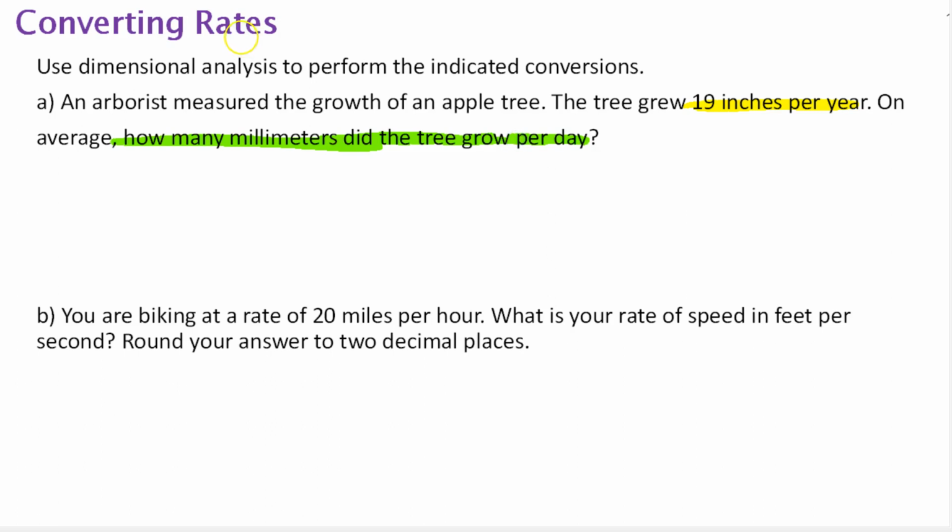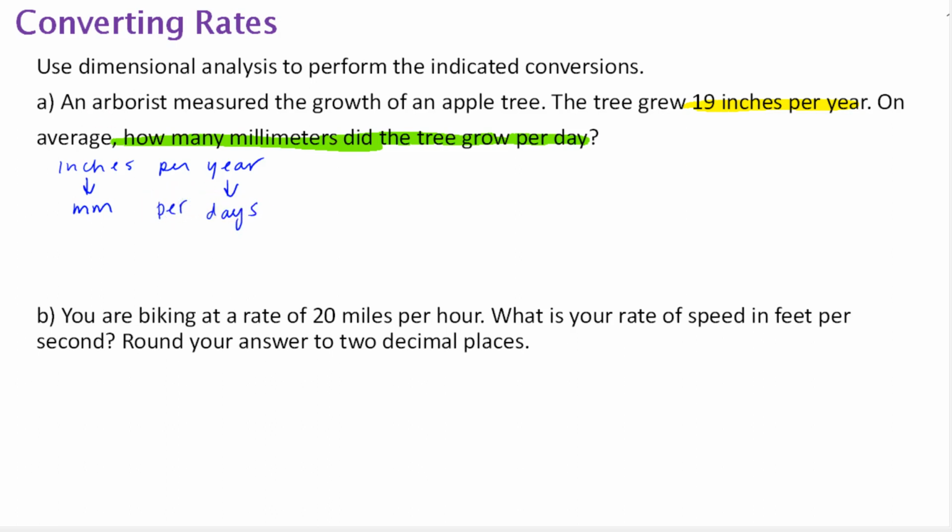So notice these are both rates because it's inches per year. It's comparing as a ratio length and time, and they're connected by the word per. Okay, so let's start by writing. We want to change inches per year, and underneath that I'm going to write to millimeters per day. So inches needs to change to millimeters, and years needs to change to days.